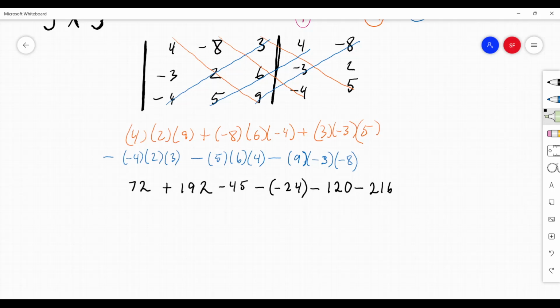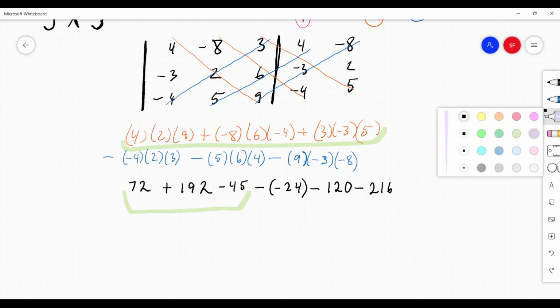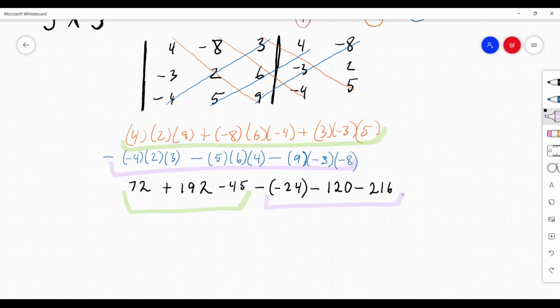4 times 2 times 9, and then those three, and those three, and those three. So these 3 right here go with these 3 right here, and these ones go with these ones. I forgot the negative. Which negative did I forget? The very middle one should go with it. It's right here. Oh, I see what you're saying.